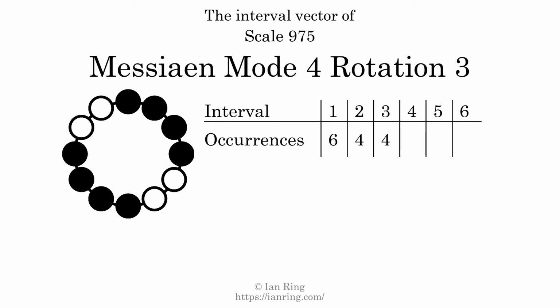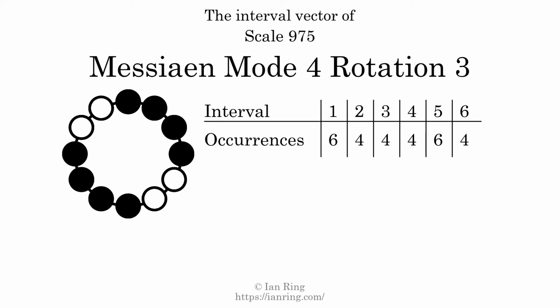There are 4 intervals with a size of 3 semitones. They are here, here, here, and here. There are 4 intervals with a size of 4 semitones. They are here, here, here, and here. There are 6 intervals with a size of 5 semitones. They are here, here, here, here, here, and here.